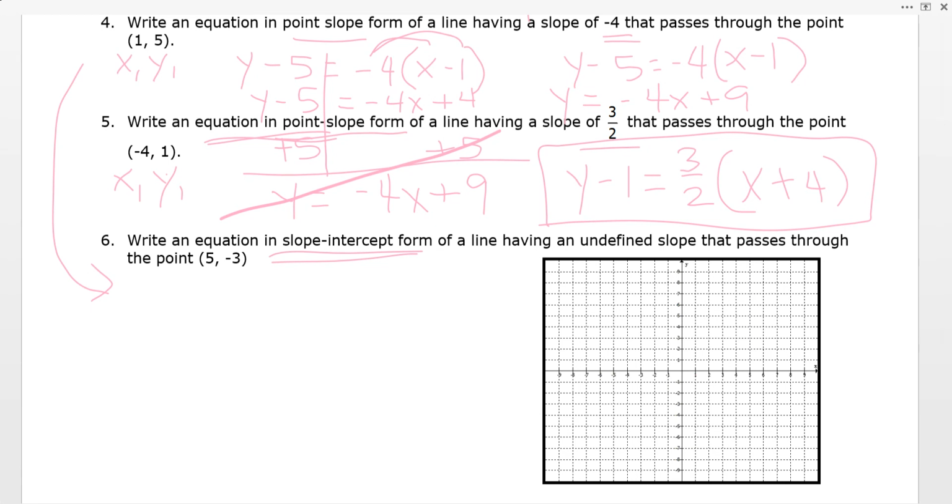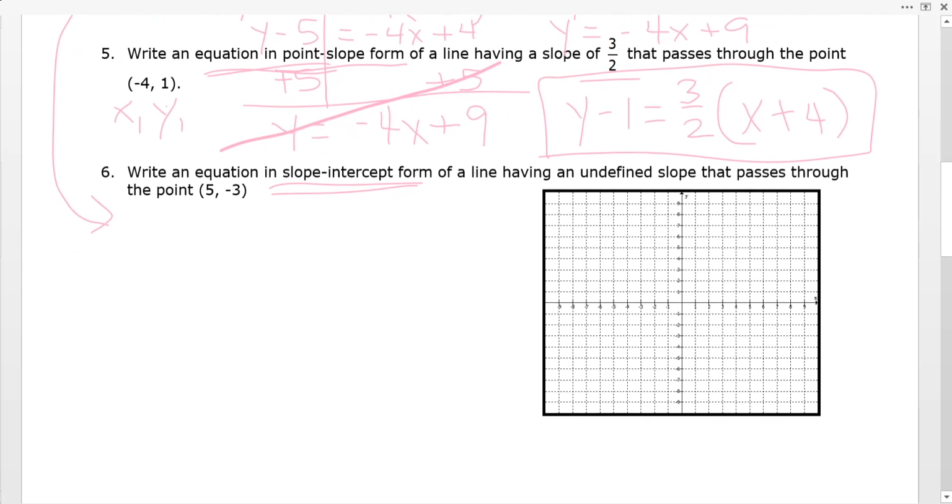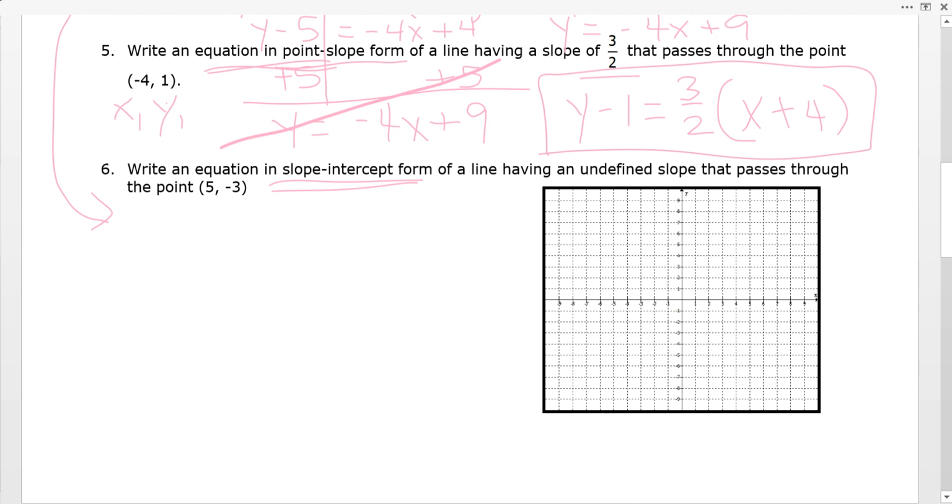Okay, so number 6, we're looking for an undefined slope, which immediately makes me think of HOY VUX. VUX is my undefined slope. It's going to be vertical.